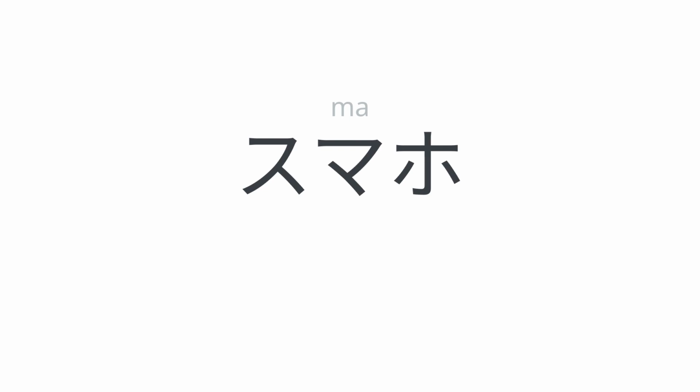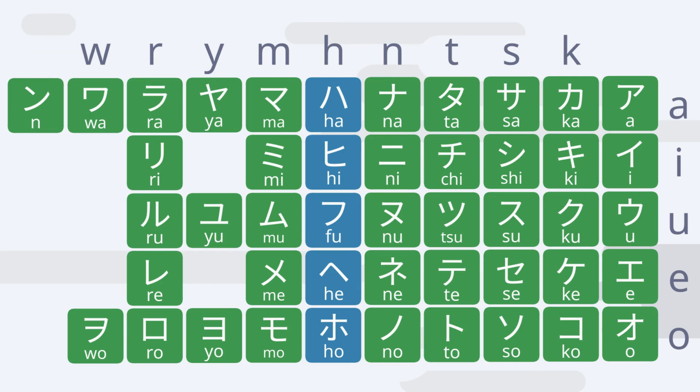スマホ。We learned the characters ha, hi, fu, he, ho. In the next lesson, we'll learn the characters ba, bi, bu, be, bo.